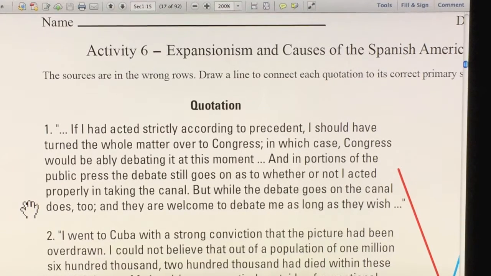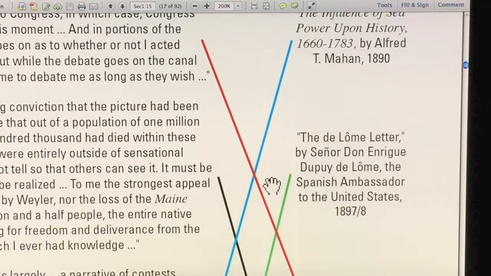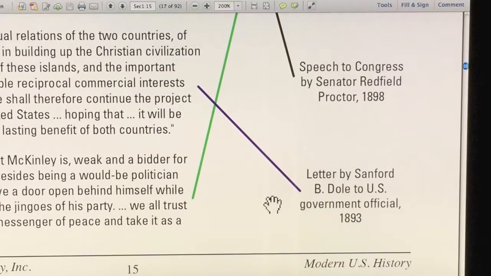Well, that sounds a lot like Teddy Roosevelt to me. He was an expansionist, and certainly expansionist ideas are in quotation number 1. Also, he was the leader in the activities that led to U.S. control and ability to build the Panama Canal. And certainly, some members of Congress opposed what he did. This is enough information to identify Teddy Roosevelt as the speaker, given that the choices are Alfred T. Mahan, DeLong, Teddy Roosevelt, Senator Proctor, and Sanford B. Dole.